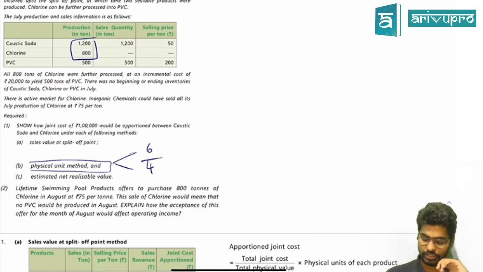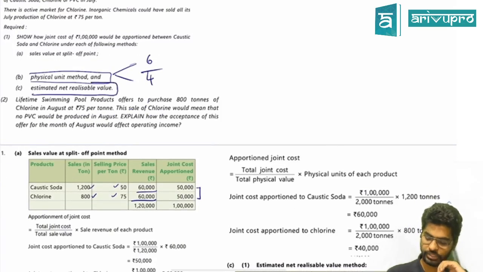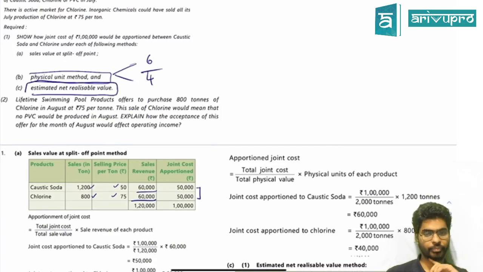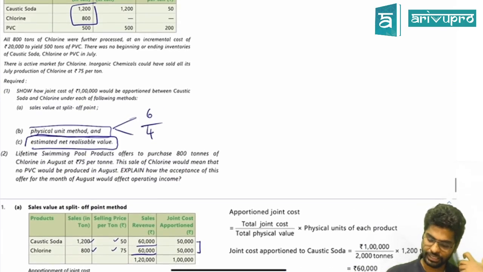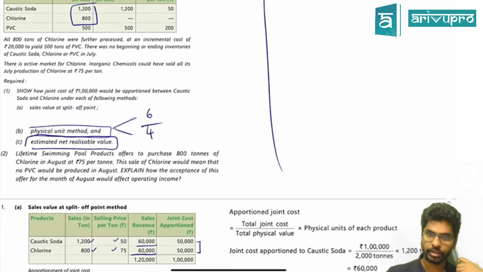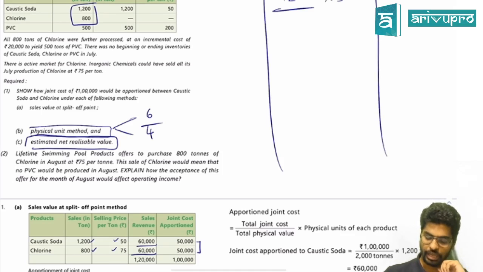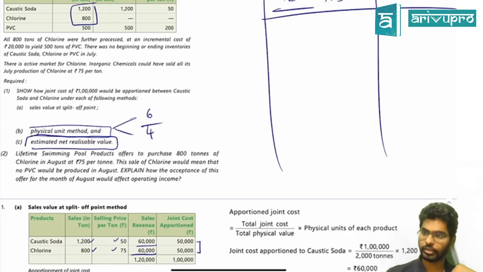Let's come to the third one. This is where a lot of students make a mistake, on estimated realizable value. How do I go about the estimated realizable value? I told you I take the complete sales. My 1200 units are sold at 50, and my chlorine's final sale value is 500 into 200, so basically here would be 60,000 and here would be 1 lakh.